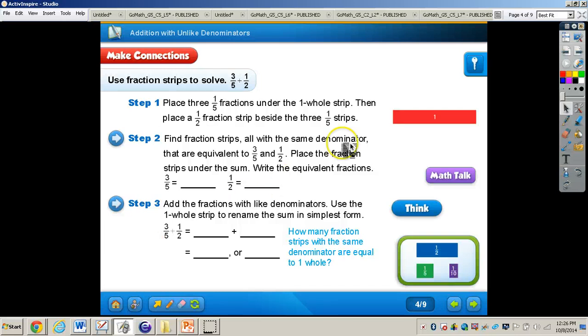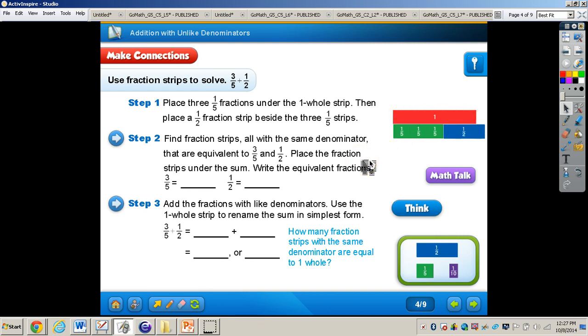We start out first of all with our one whole fraction strip, and we need to take three 1/5 strips: 1, 2, 3. You need to do this with me. And then from here, you need to add a 1/2 right underneath it as well. Now you can see that adding these together is greater than 1. Why is it greater than 1? How do we know? We can see from our fraction strips.